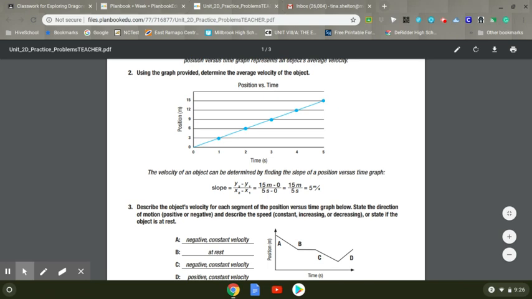So 15 is on the y-axis, so we're going to say 15 minus 0. And then we're going to go over to where the x is, and that is the 5, so it's 5 minus 0. So we get 15 meters divided by 5 seconds. Now, when you divide that, you should get 3. So the answer that is on here is not correct, so it should say 3 meters per second.